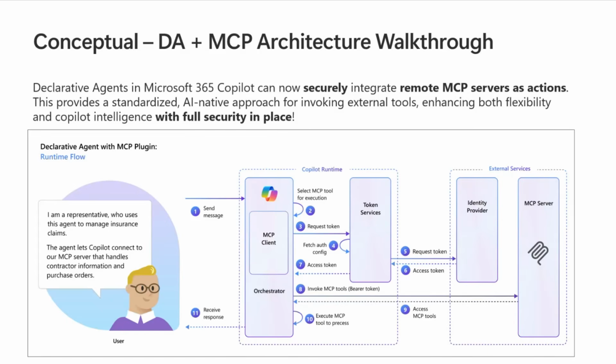The MCP server will reply back to the orchestrator and to the Copilot engine, and then the execution of the request will provide an actual response to the user based on the content we've got from the MCP server. So this is the high-level picture of how it works under the covers.